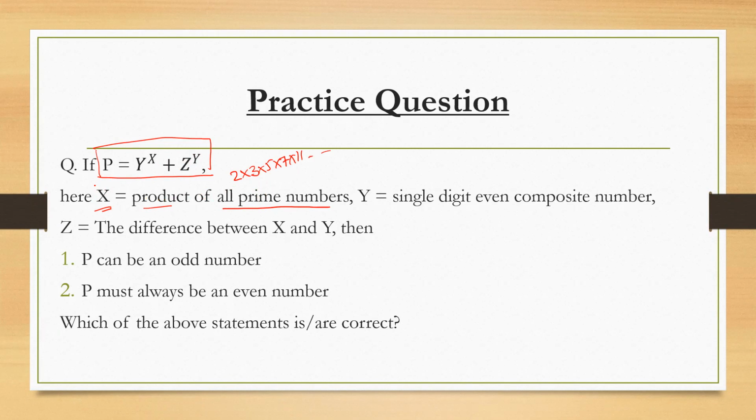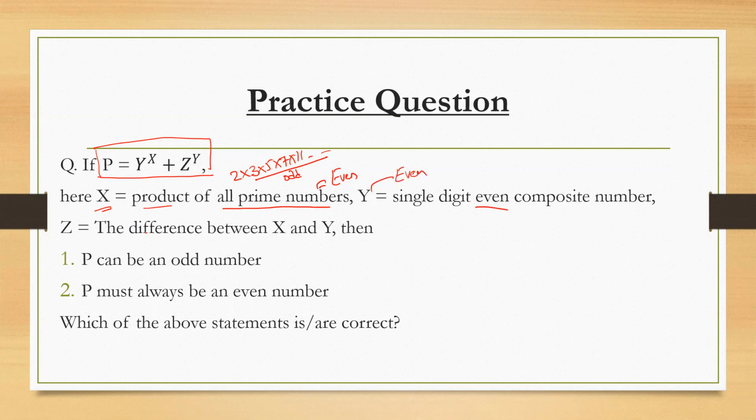So what will be the nature of x? Will x be an even or an odd number? It will be an even number, right? Because we are multiplying this with 2. Here everything else is odd, and when you are multiplying this with 2, definitely this term becomes even. So the term x becomes even. Now, what about the nature of y? Y is a single digit even composite number. Clearly it is given that it has to be even, so y is also even.